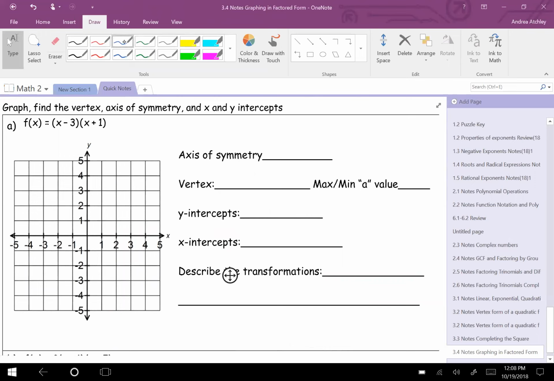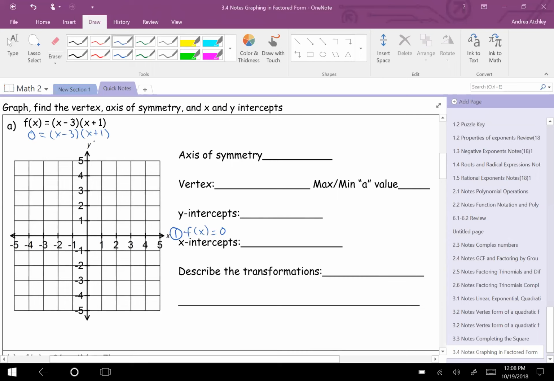The first thing we need to identify are the x-intercepts. That's the first thing we're going to look at. That's our step 1. So again, x-intercepts are where y is 0. So we're going to plug in 0 for y, or f of x. So f of x is going to equal 0. We substitute that in. So we have 0 equals x minus 3 times x plus 1.